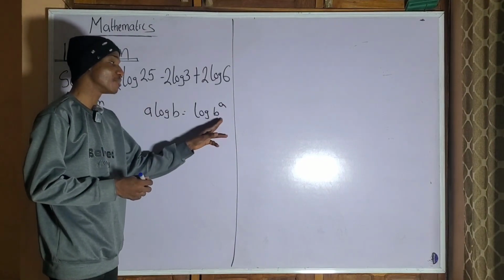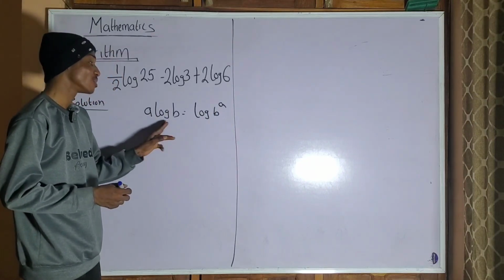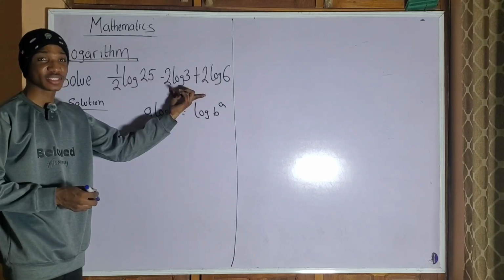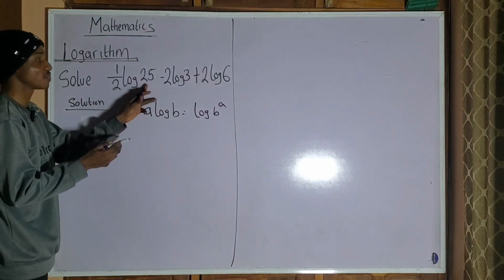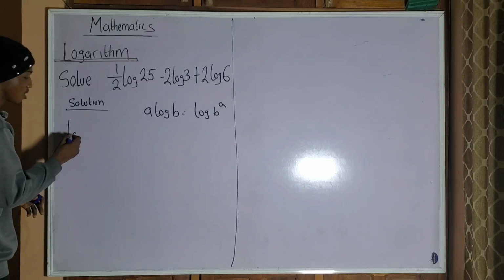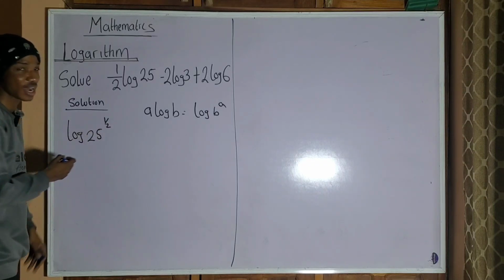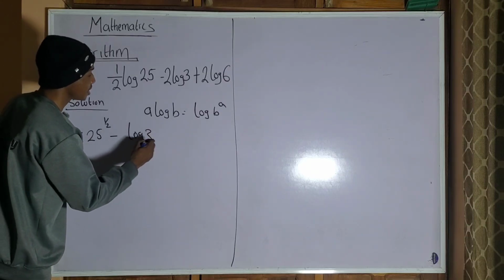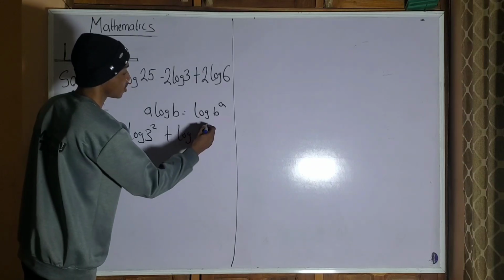Just like the log, the power of this b is a, right? So which is equal to a multiplied by log b. This law is what I'm going to apply here. That means if I have 1/2 log 25, it can be written as log 25 raised to the power of 1/2. I'm going to have minus log 3 raised to the power of 2 plus log 6 raised to the power of 2.